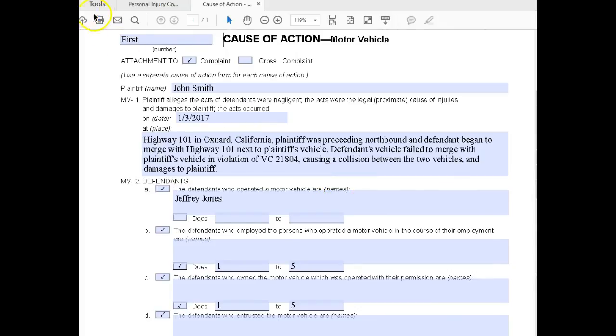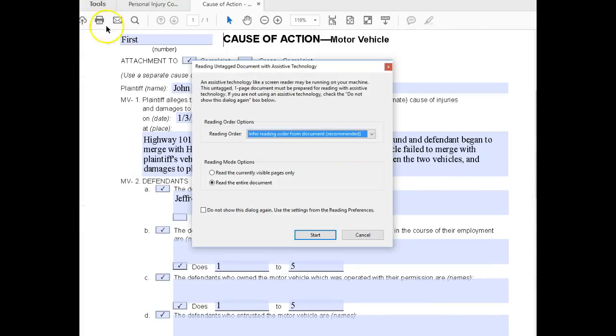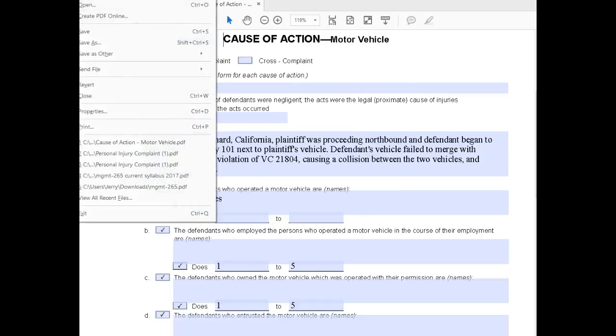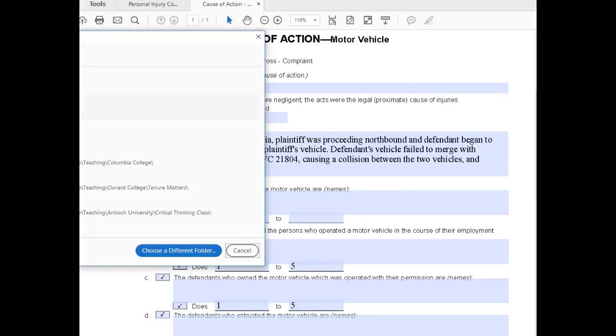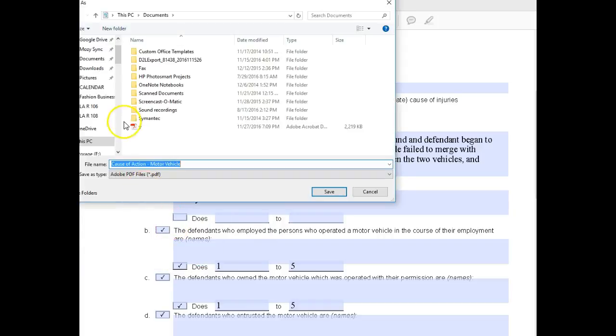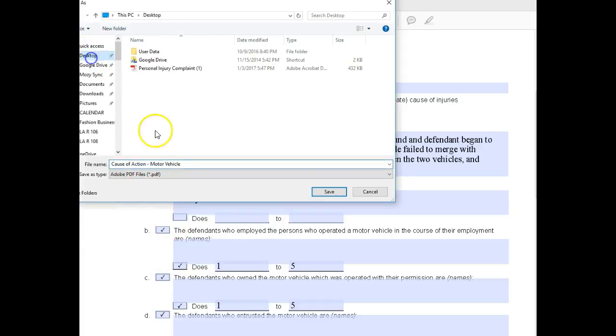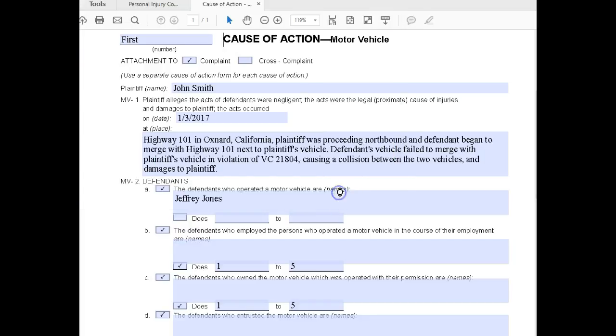You will now save this file, and you want to save it, of course, as a PDF. So let's save it on our desktop, like we did before. Let's see what we can do here. On the desktop, and it'll be cause of action motor vehicle. It's now on my desktop.